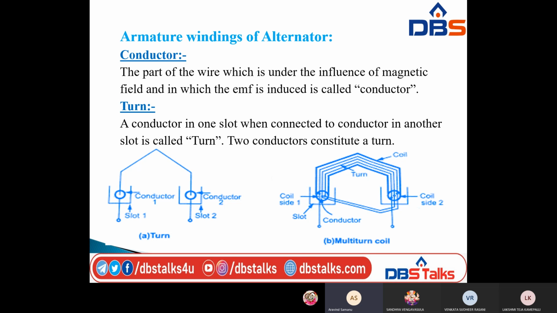What is meant by coil? It is a number of turns. If you observe diagram B, here we have many turns grouped together, so it is called a multi-turn coil. If a coil consists of a single turn, it is called a single-turn coil. Similarly, if a coil consists of multiple turns, then it is called a multi-turn coil. So this is the definition for coil, single-turn coil and multi-turn coil.